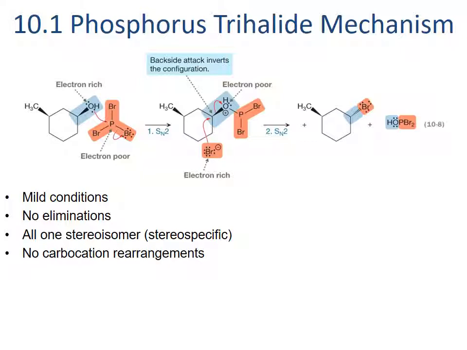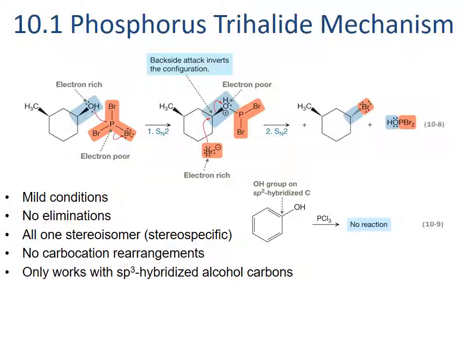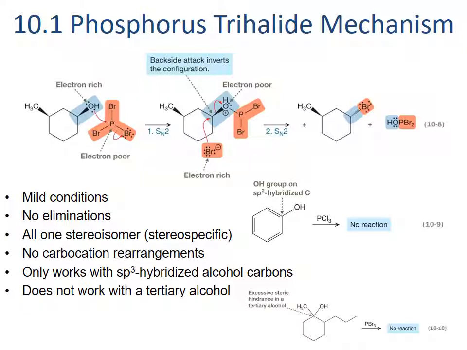Also, because we avoid forming a carbocation, we avoid possible hydride or cation shifts. This means the reaction is subject to all the limitations of any SN2 reaction. It only works on sp3 hybridized alcohol carbons, and it won't work with tertiary alcohols. The PBr3 reaction is common. We'll also see SOCl2 instead of PCl3, which reacts pretty similarly.